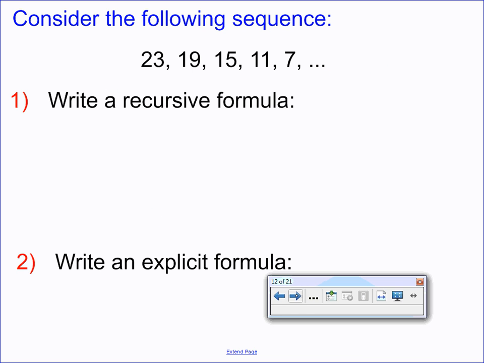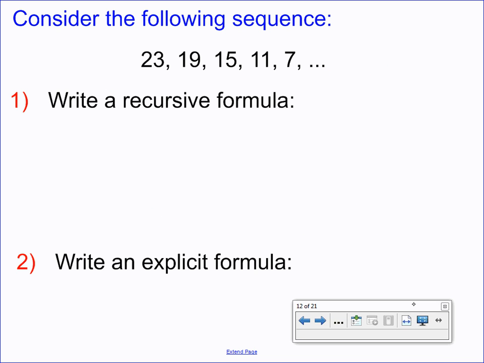Awesome. Let's take a look at the following sequence. What I want you to do is go ahead and write a recursive formula with your partner and an explicit formula with your partner and be ready to share. So do both 1 and 2 for the sequence given by 23, 19, 15, 11, 7. Be ready to share your answer with the class.